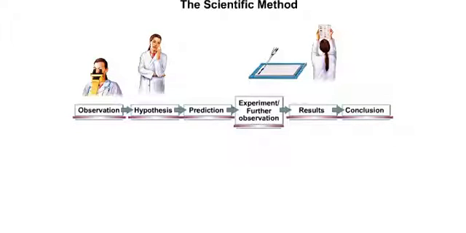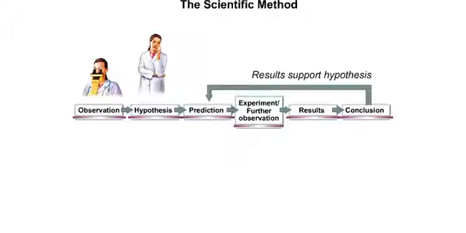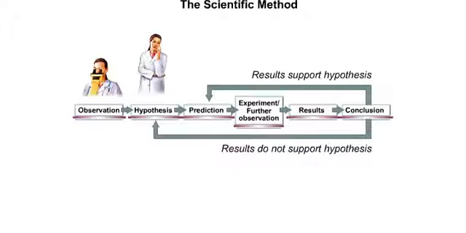If the results support the hypothesis, new predictions can be made to further test the hypothesis. If the original hypothesis is not supported, an alternative hypothesis is generated and tested. Here's one example of the scientific method in action.